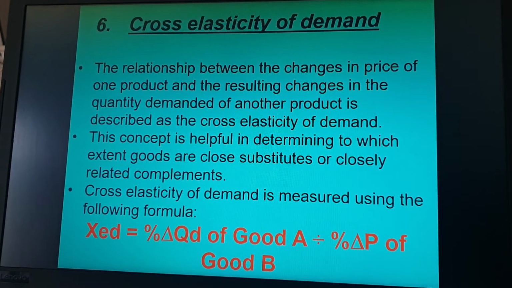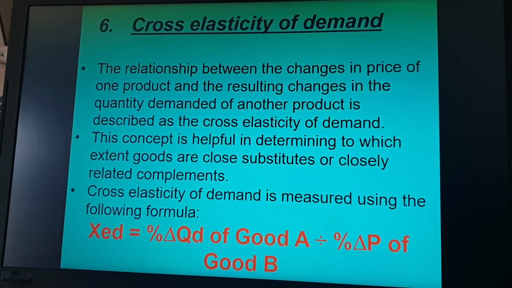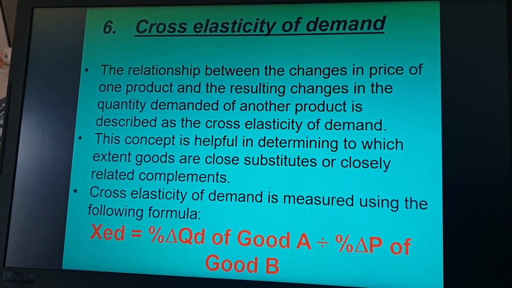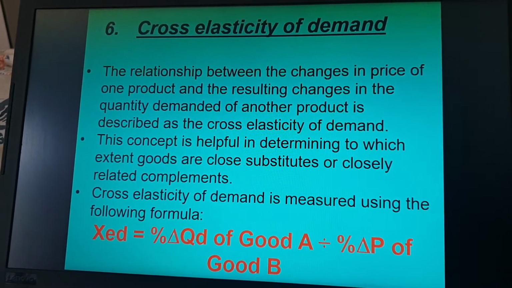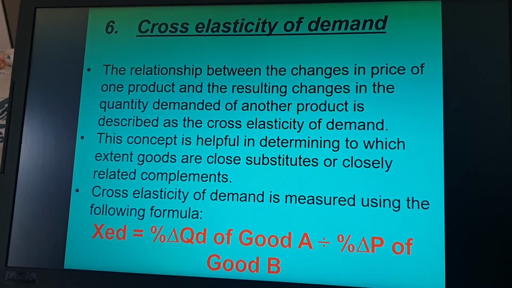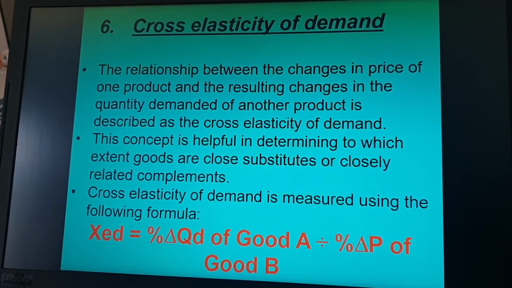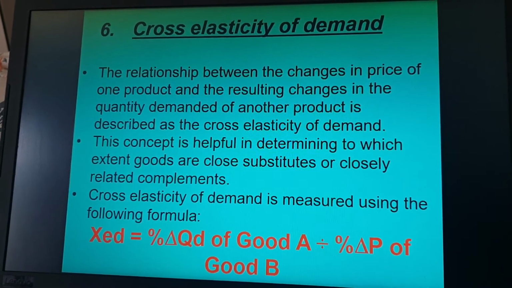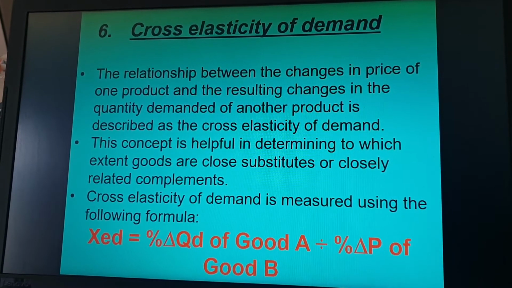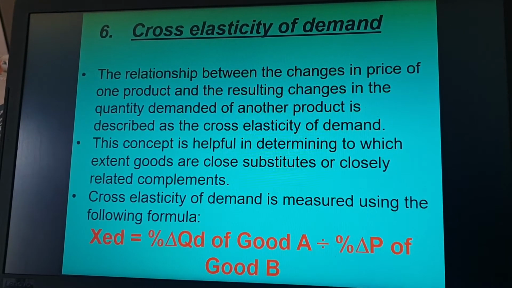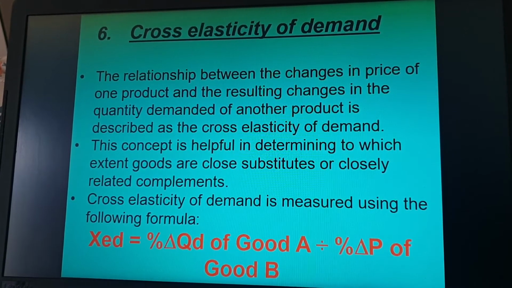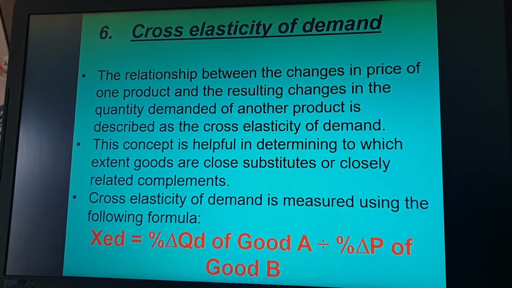Close substitutes means they are very closely related, so we can replace them, meaning coffee or tea, for example. Another example will be coffee and hot chocolate, but they are not that closely related, okay? Because most people drink either coffee or they drink tea. Or closely related complements. Complements, remember, are goods that complement each other, they go well together, like coffee and milk or coffee and sugar.